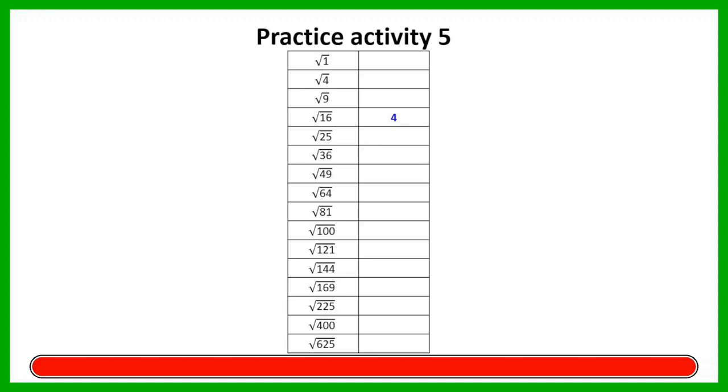Okay, you should be done with that by now. So let's go through each of those examples, or each of those square roots. So the square root of 1 is 1. The square root of 4 is 2, because we square 2 to get 4. The square root of 9 is 3, because we square 3 to get 9. We've done the square root of 16. The square root of 25 is 5, because 5 squared is 25. The square root of 36 is 6, because 6 squared is 36. The square root of 49 is 7, because 7 squared is 49.